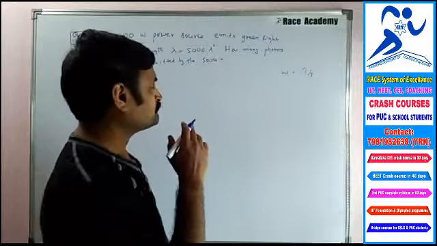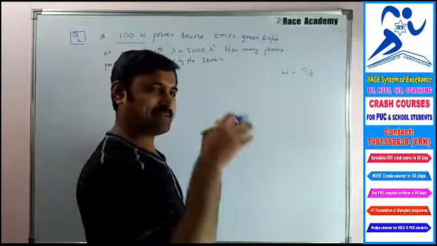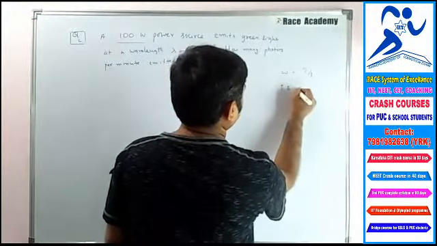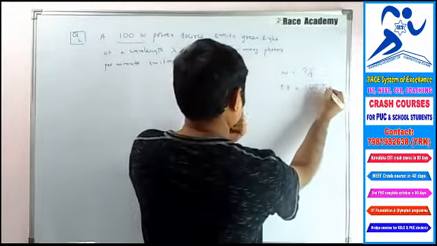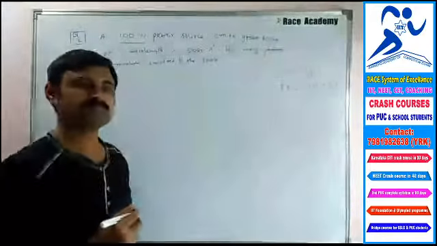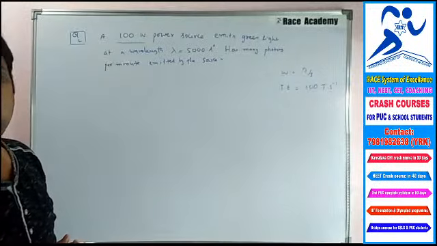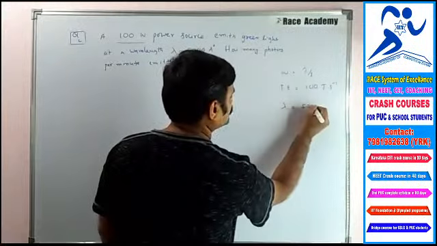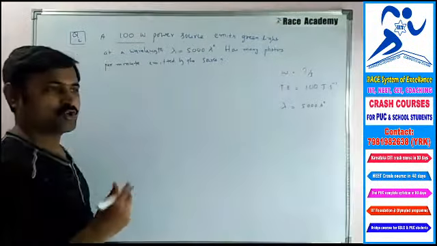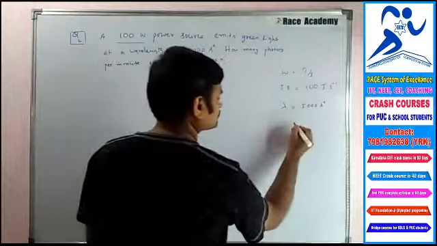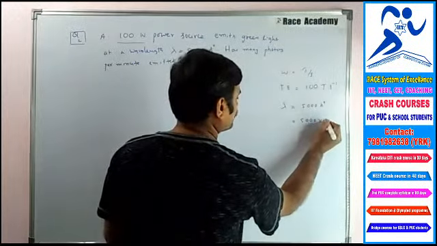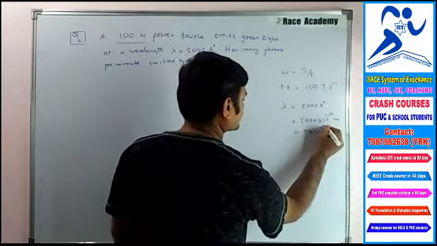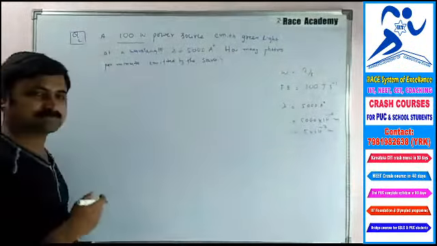This power source, joule per second, can be substituted as total energy, that is equal to 100 joule per second. Not only that, the lambda value given is equal to 5000 angstrom units. You can convert the angstrom units into meters. That is 5000 into 10 power minus 10 meters. It will become 5 into 10 to the power of minus 7 meters. We can convert like that.